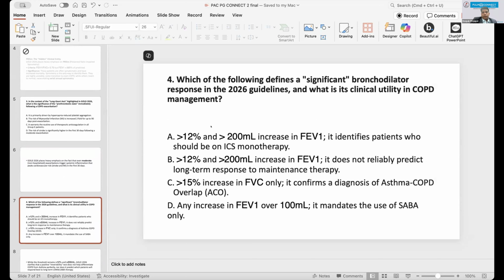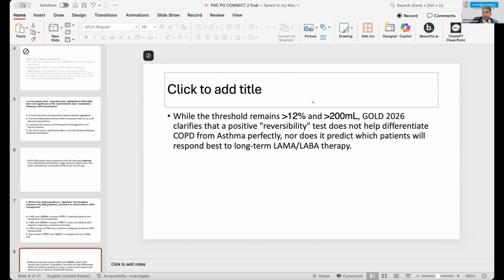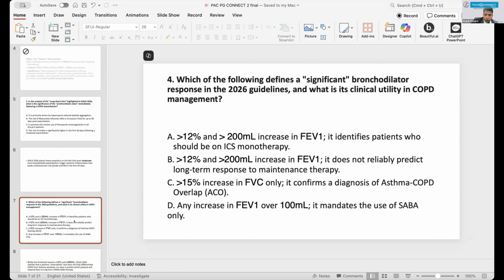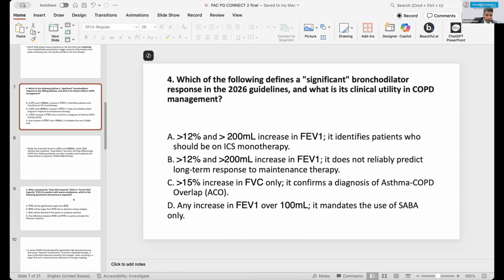Then the next question is, which of the following defines a significant bronchodilator response in the 26 guidelines, and what is the clinical utility in COPD management? While the threshold remains the same, more than 12% and more than 200 ml, GOLD 26 clarifies that a positive reversibility test does not help differentiate COPD from asthma perfectly, nor does it predict which patient will respond best to long-term LABA and LAMA therapy. So option B is correct.